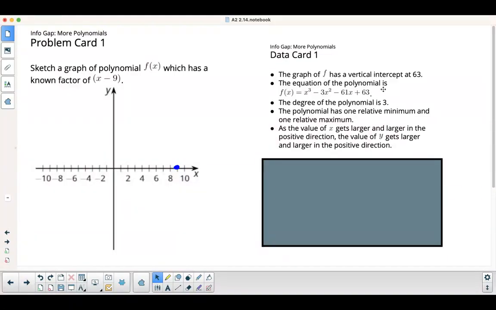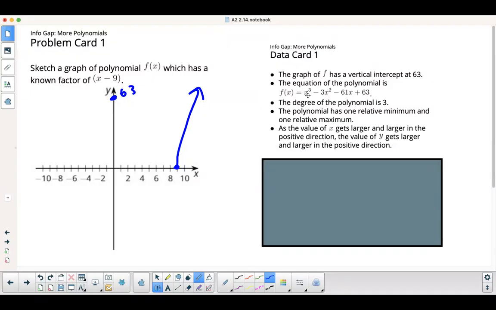So the graph has a vertical intercept of 63. So right up here, 63, I'm going to mark that. So the equation is right here. So it's cubic. The degree of the polynomial is 3. We have the whole function. Polynomial has one relative minimum and one relative maximum. And as the value of x gets larger and larger in the positive direction, that's moving to the right, y gets larger and larger in the positive direction as well. So that means I'm going up.